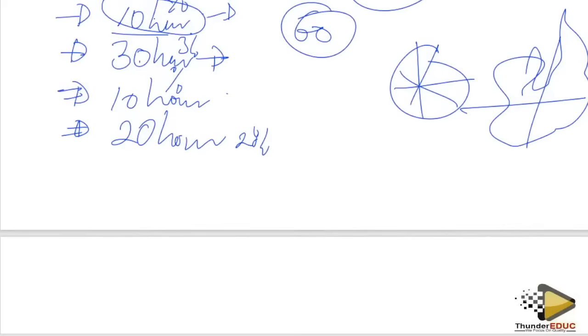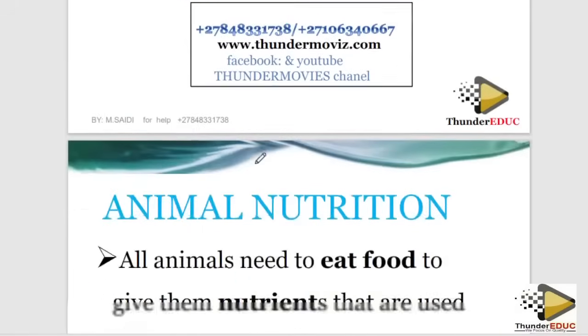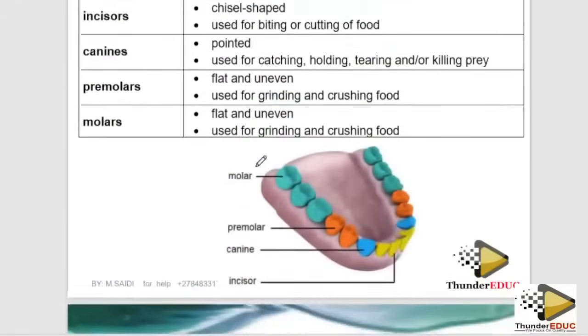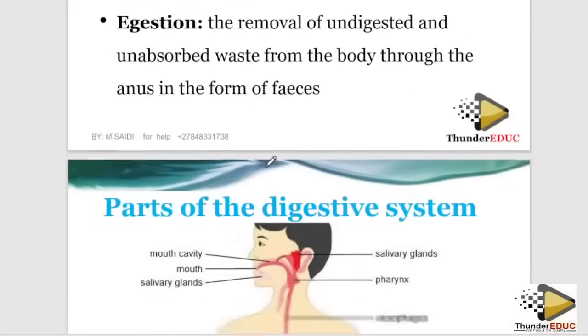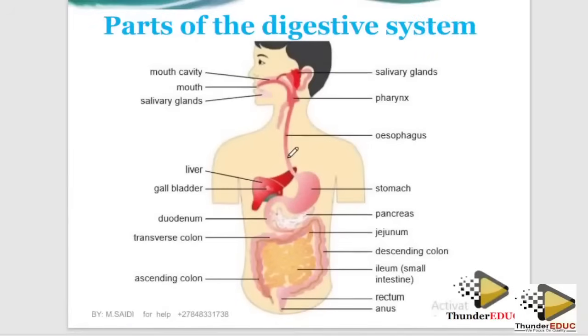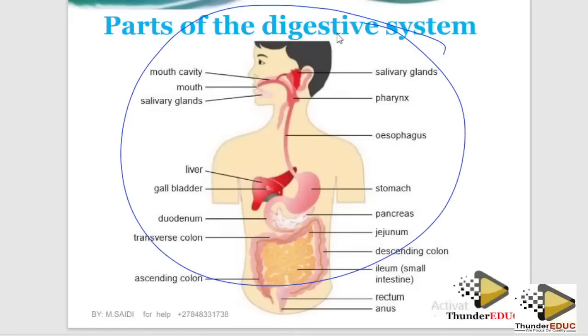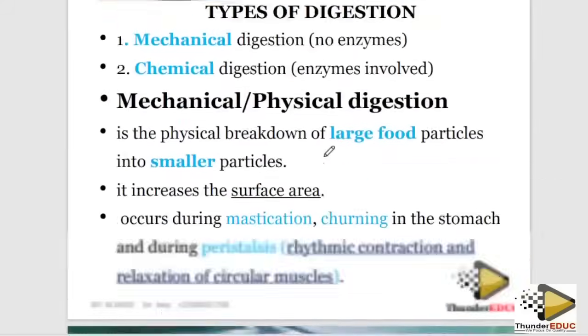I think, Akira, that's clear there. Yes. Then the next question is going to be on animal nutrition. Obviously, when we talk about it, there is no way we do not bring in two or three things. Obviously, this structure, you must know it. Yes, the digestive system, you must know it.